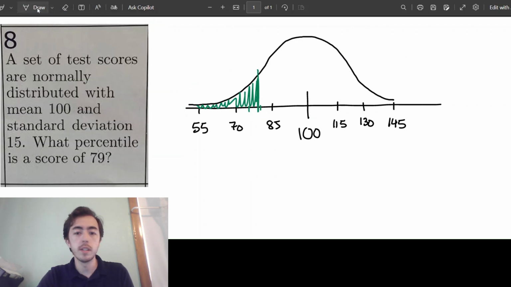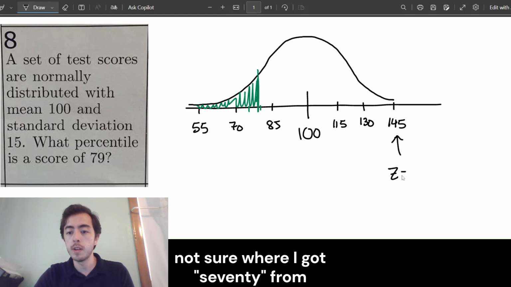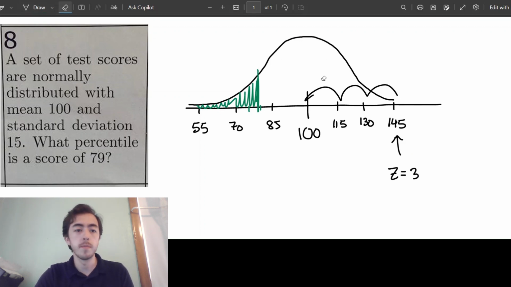The best way to do it is to calculate the z-score of our percentile, or rather of our score. A z-score tells you how many standard deviations away from the mean you are. So for example, a score of 175 would have a z-score of 3, simply because it is 3 standard deviations away from the mean.